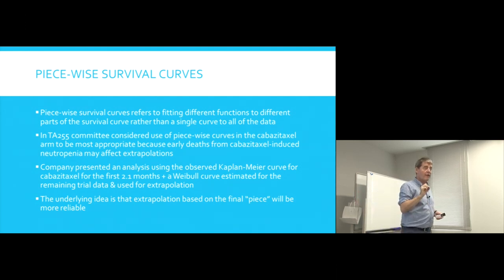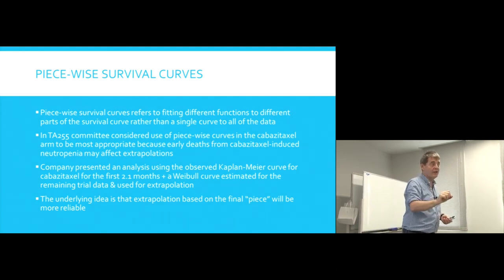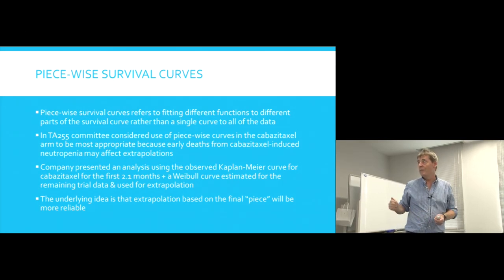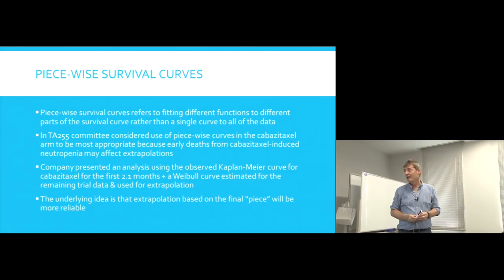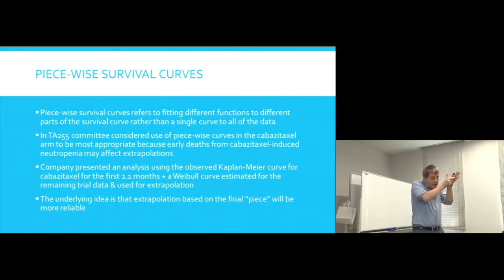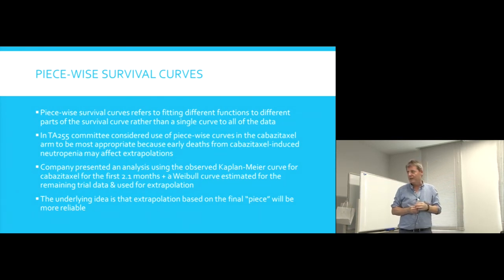And so rather than fitting a single curve, the manufacturers in this case said, in that first phase, we'll just use the Kaplan-Meier observations, and that'll be our survival curve. But then, in the second phase, we're going to use a Weibull function. So that's a piecewise.